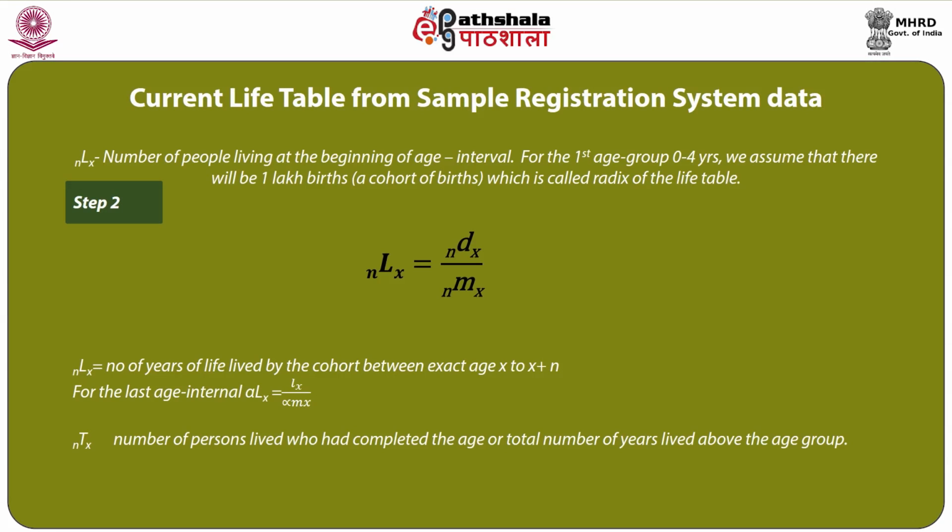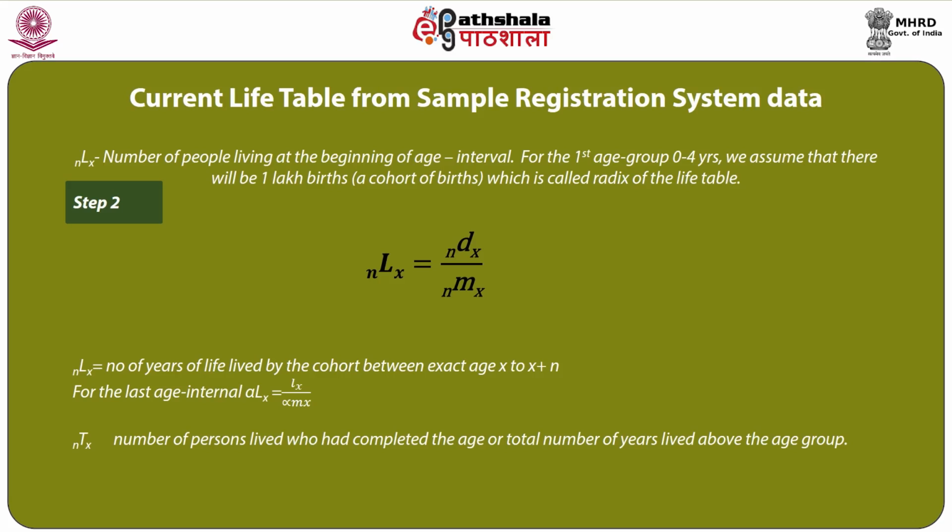Now, let us discuss step 2, the number of deaths from age x to x plus n. NLX is the number of people living at the beginning of the age interval. For the first age group 0 to 4 years, we assume that there will be 1 lakh births, that is a cohort of births, which is usually called a radix of the life table. NLX is equal to NDX divided by NMX.